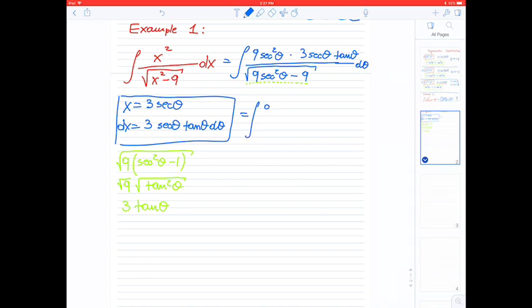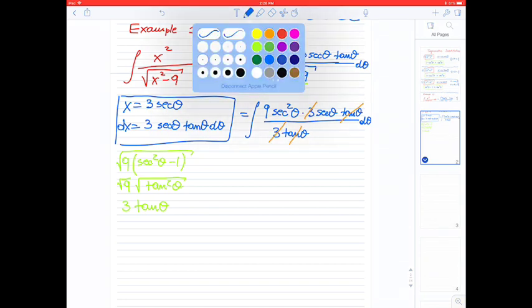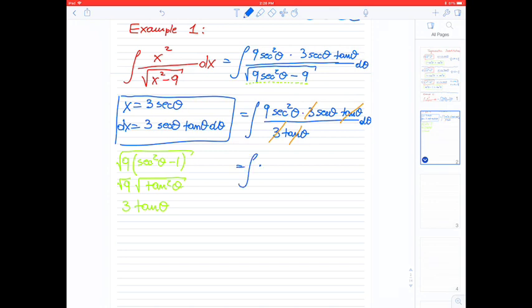Let's copy one more time: 9 secant squared theta, 3 secant tangent, and this is just 3 tan theta d theta. Let's simplify 3 and 3, tan and tan. And what's left? 9 secant squared times secant is secant cubed. I can put 9 in front and I have secant cubed theta d theta.